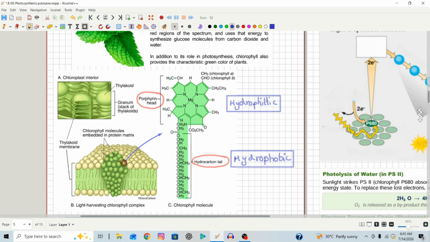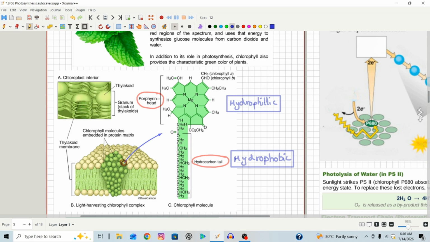So first of all, we talk about the head. As you can see here, the head is flat, it is square, and it is the part where light will be absorbed. So it is outside the membrane, it is not embedded. The tail is embedded inside the membrane of the thylakoid, but the head is outside the thylakoid membrane. And as you can see, there is a magnesium ion in the center of the porphyrin ring, while the head is exposed on the thylakoid membrane.